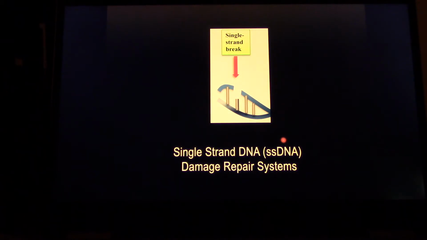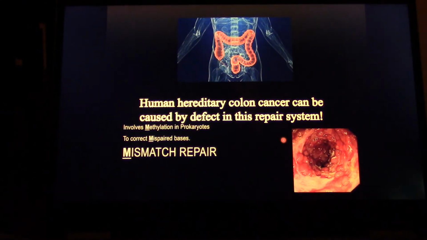So looking at the single-stranded break, and also mismatches, this affects one of the 2 DNA strands. We've got human hereditary colon cancer that can be caused by a defect in this repair system. So you can get the damage, and your mismatch repair system is supposed to fix the damage. However, sometimes you can have a mutation in your repair system, and that can lead to cancer, because you're going to get accumulation of mutations. So this method involves methylation in prokaryotes, and it is important for correcting mispaired bases. So mismatch repair, colon cancer, methylation.